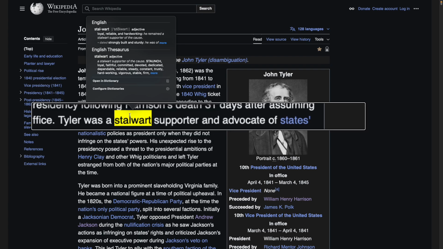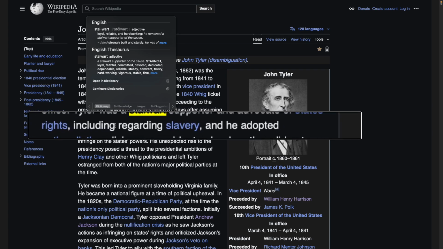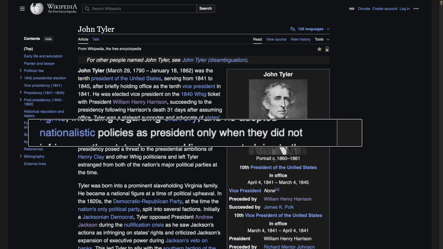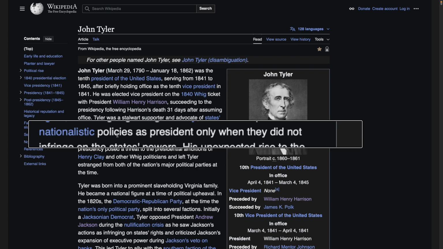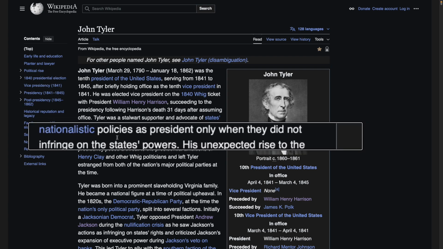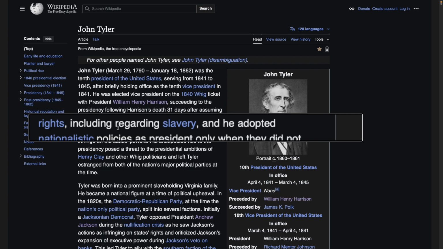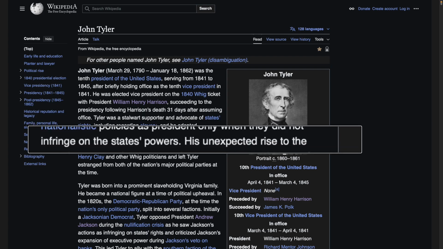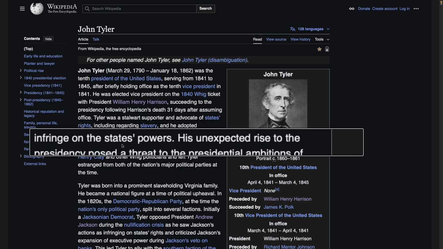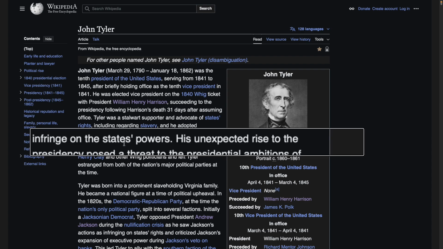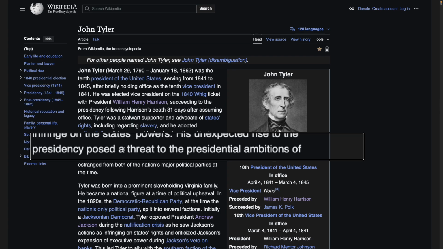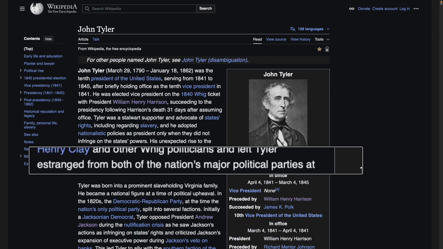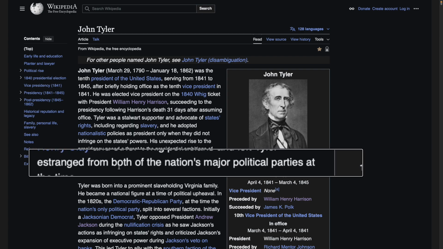So he was a stalwart supporter and advocate of states' rights, including regarding slavery. He adopted nationalistic policies as president only when they did not infringe on the states' powers. Let's do that one more time because I didn't understand. He adopted nationalistic policies as president only when they did not infringe on the states' powers. Okay. His unexpected rise to presidency posed a threat to the presidential ambitions of Henry Clay and other Whig politicians and left Tyler estranged from both of the nation's major political parties at the time.